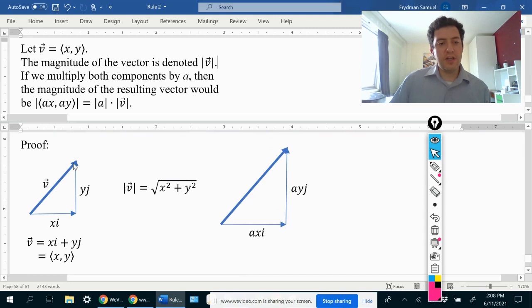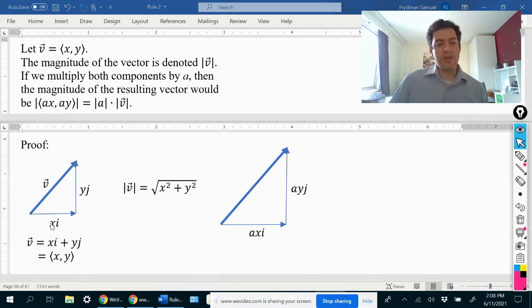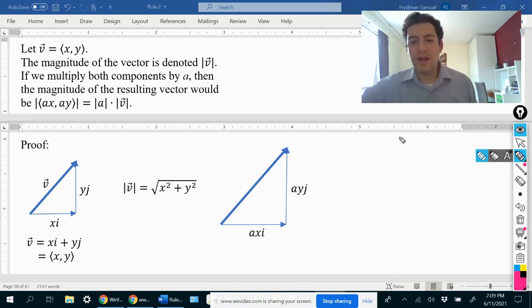So if we have some general vector here, v, and the horizontal component is x and the vertical component is y, then the magnitude of that vector would be the square root of x squared plus y squared. Okay, so this is the magnitude of this vector. This tells us how long this vector is. Now, what if we take the components x and y and we multiply them by some number a. Then the new components would be ax and ay, okay? And the vector would look somewhat different from our original vector. Then we can ask ourselves, what would be the magnitude of the new vector? Well, to figure that out, we would just do the square root of ax squared plus ay squared.